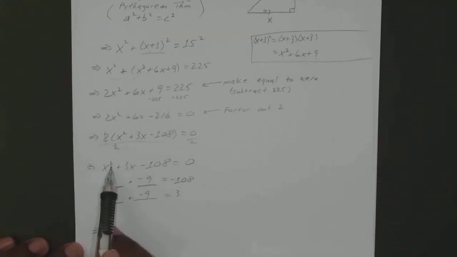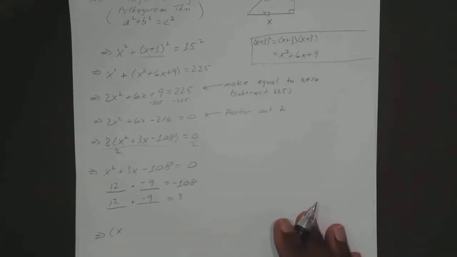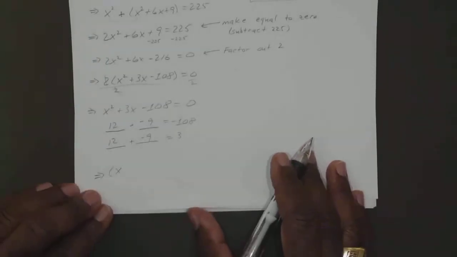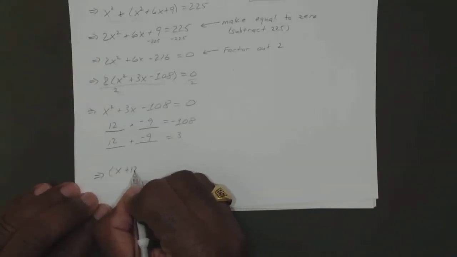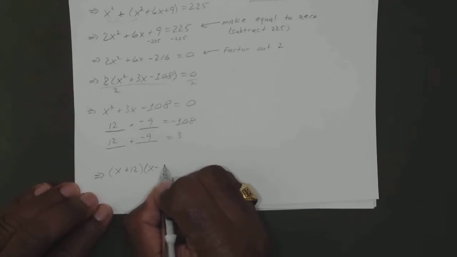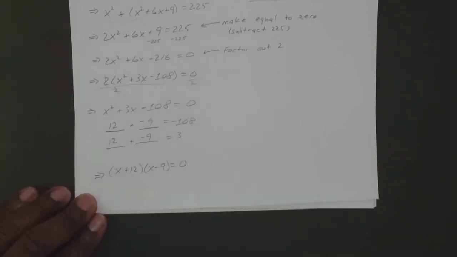Okay, so we can now rewrite that, move that up a little bit, as x plus 12 times x minus 9 equals 0.